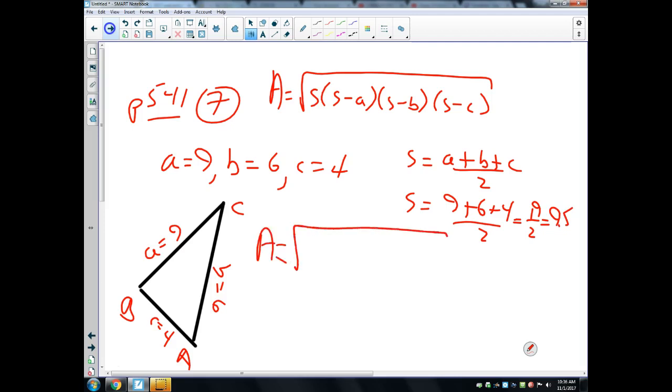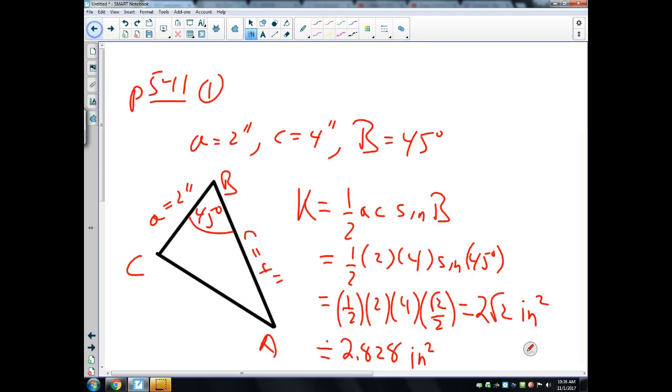So what is S? S is 9.5. What's S minus A? Well, 9.5 minus 9 is 0.5. What's S minus B? Well, it's 9.5 minus 6 is 3.5. And what's S minus C? It's 9.5 minus 4 is 5.5. And we did this on the calculator. We got about 9.562. Now, they didn't give you units in this one, so if there's no units in the question, there's no units in the answer, right? Here they gave you units in the question, so there's units in the answer.